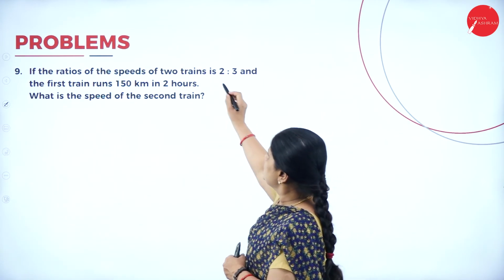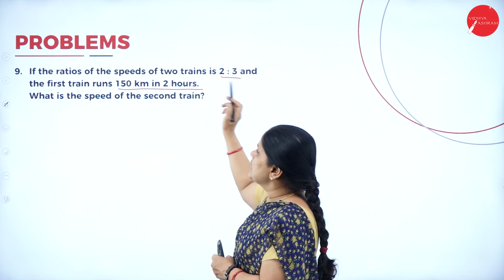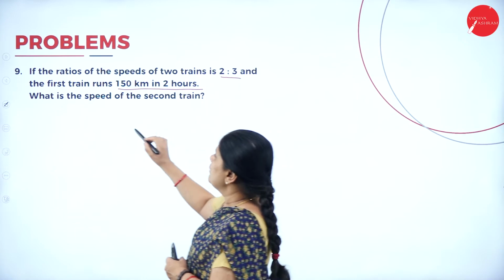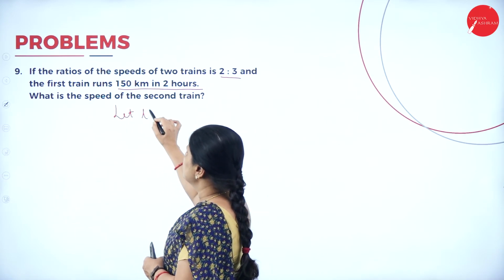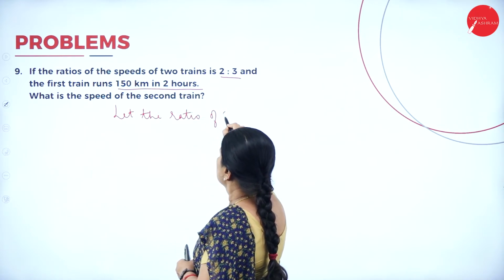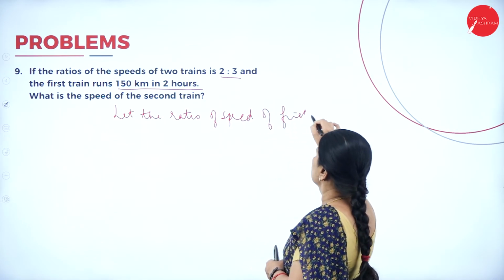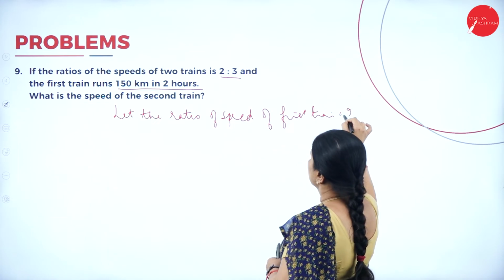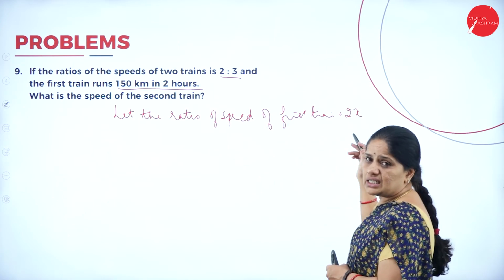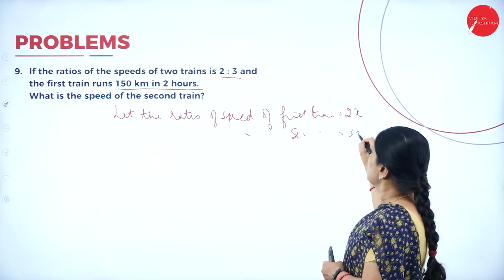Now, let us see this problem. If the ratio of the speeds of the two trains is 2:3 and the first train runs 150 kilometers in 2 hours, what is the speed of the second train? Now I will write, let the ratio of speed of the first train be equal to 2x. It is given as 2:3, so I take it as 2x. The speed of the second train equals 3x.